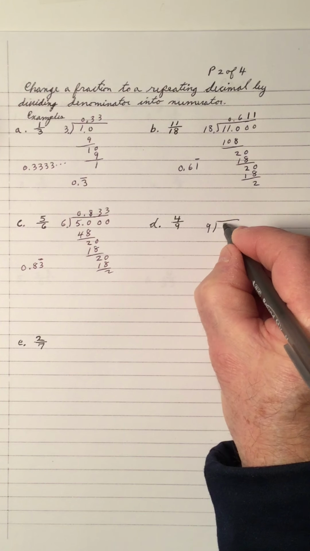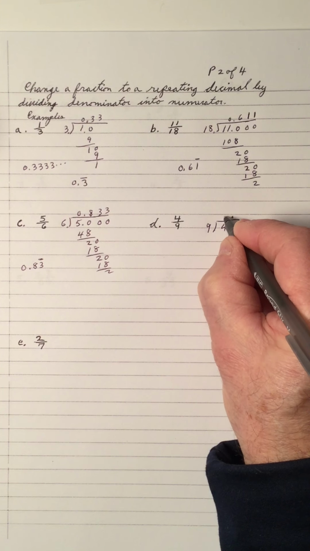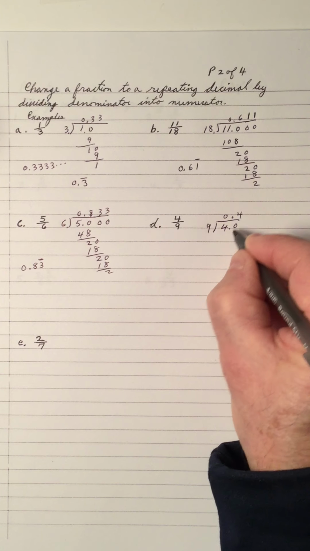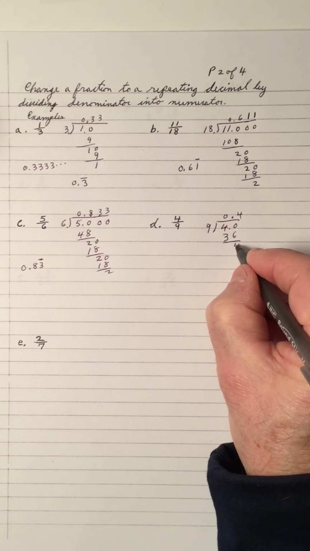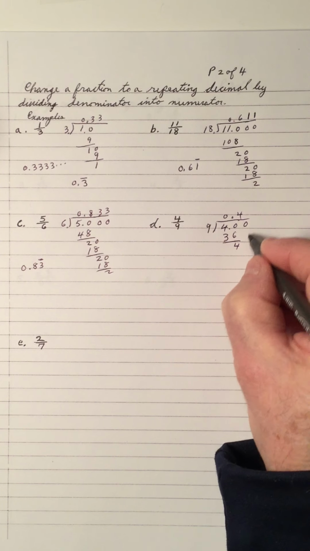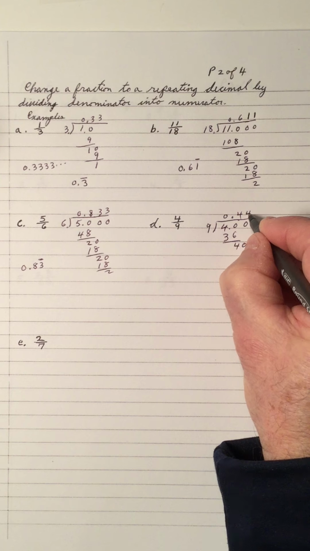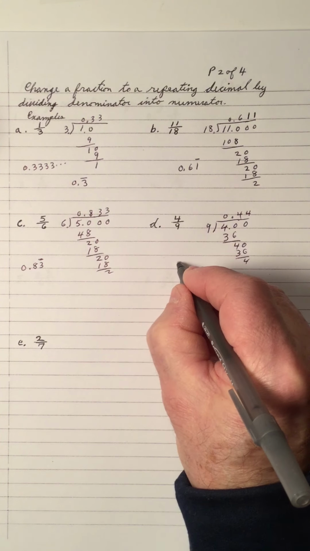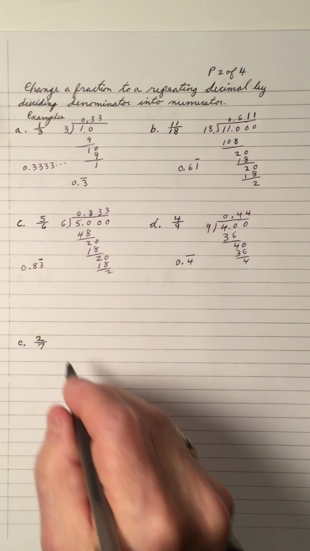9 divided into 4. Move the decimal up. 9 into 4 can't go. 40. And 4 9s are 36. And we have a 4. 4 is there. 4 is here. Try one more just to make sure. 9 into 40 goes 4 times, 4 9s is 36. And we get a 4 again. So 4 9ths is 0 decimal 4, and the 4 is repeating.